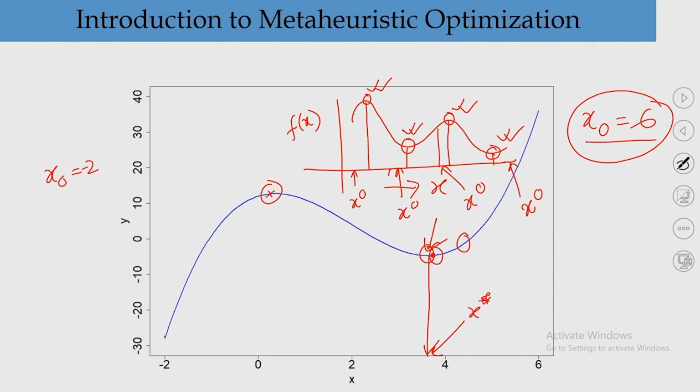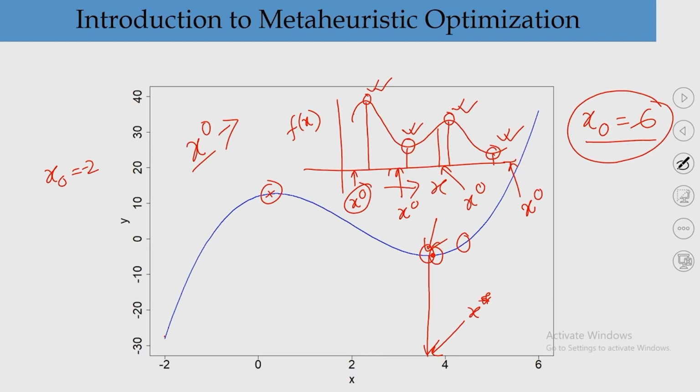So, therefore, what will happen? Depending upon your initial solution, this x naught value, which you have to define as a user, you will get one of these optimal solutions. So, for a non-convex problem, or if you have more than one optimal solution of a particular function, these algorithms are highly sensitive to the initial points supplied to the algorithm, is not it.